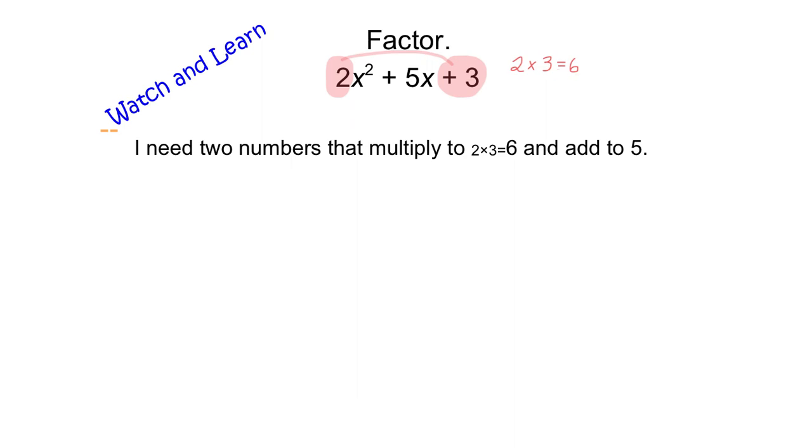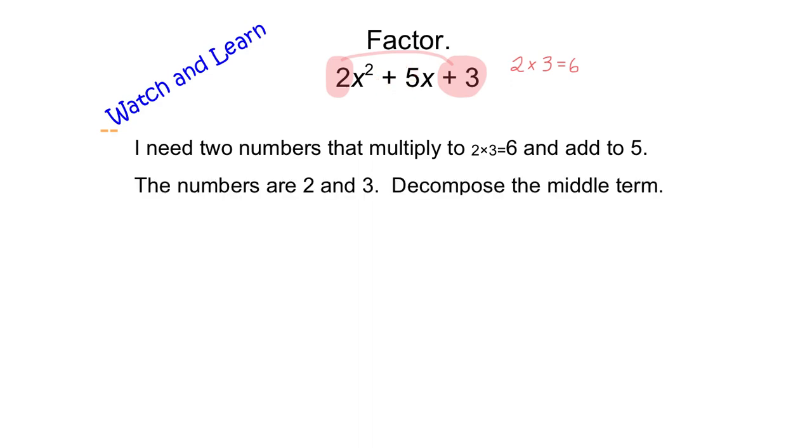So if you need to figure out what those numbers are, you can make a list of numbers that multiply to 6, 1 times 6, 2 times 3, and then figure out which pair also adds to 5. The numbers are 2 and 3, because 2 times 3 is 6, and 2 plus 3 is 5. All right, so I've found my 2 numbers.